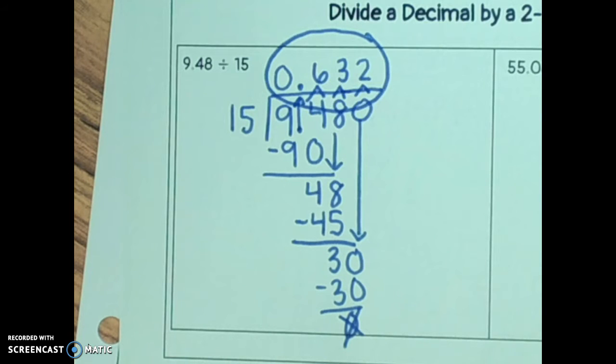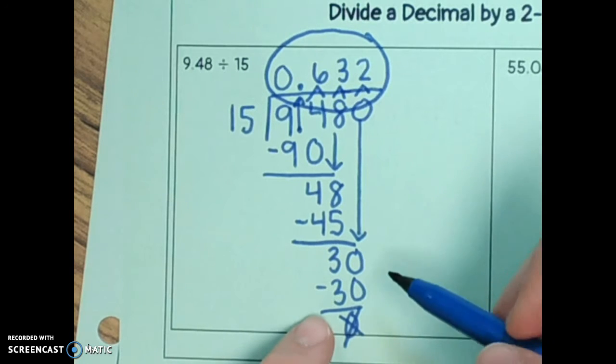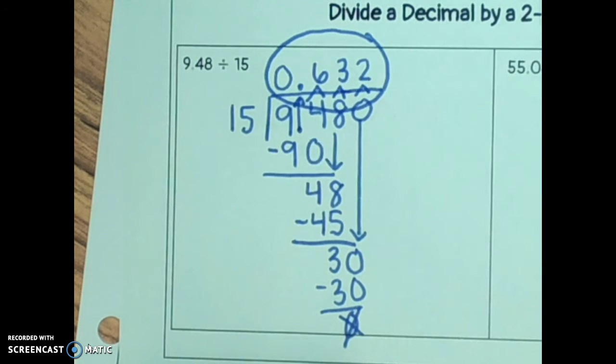So that's the new thing today. You can't just stop and put remainder on it because it's a decimal. So you have to annex a 0 and drop it down. It's been a little bit since you've done that, hasn't it?